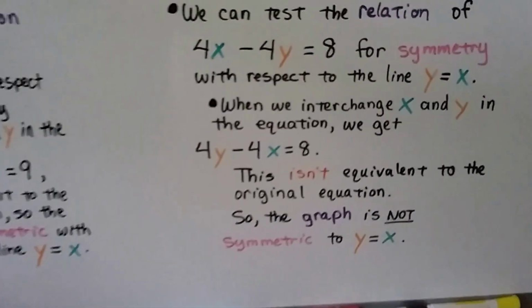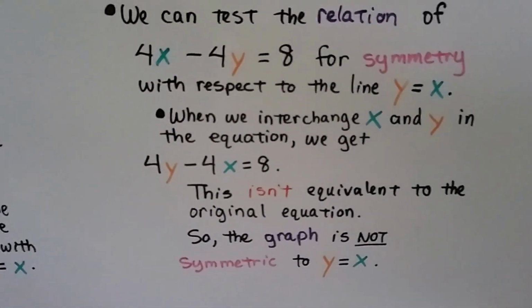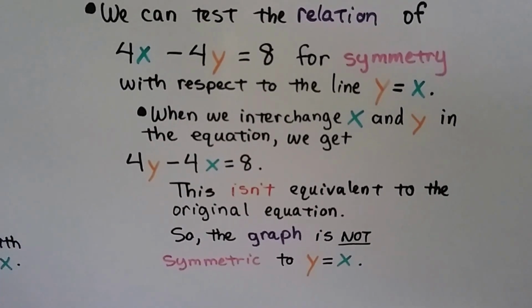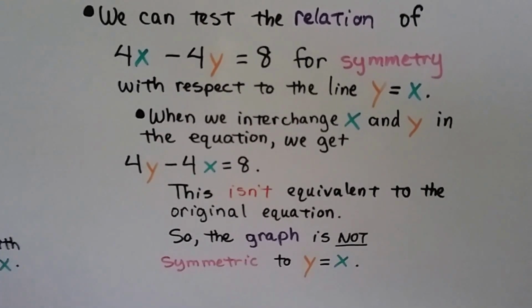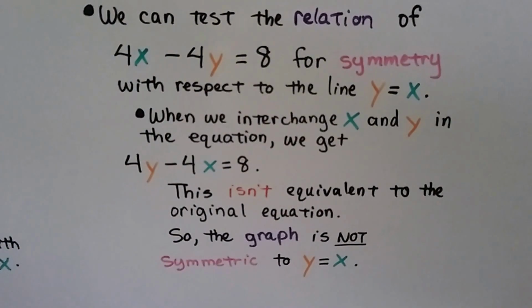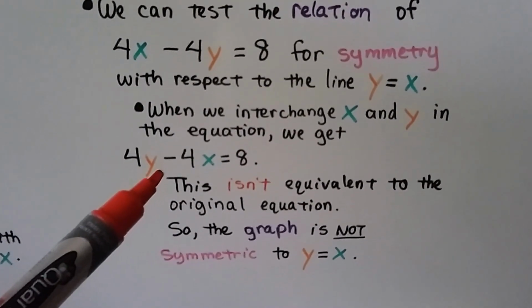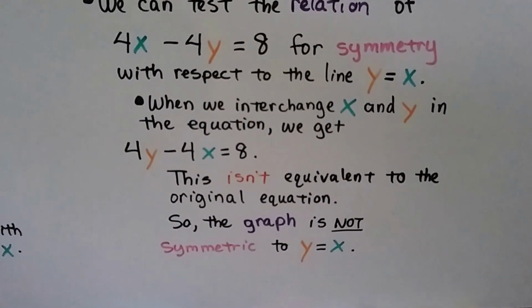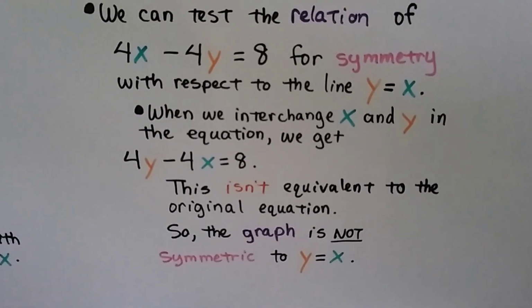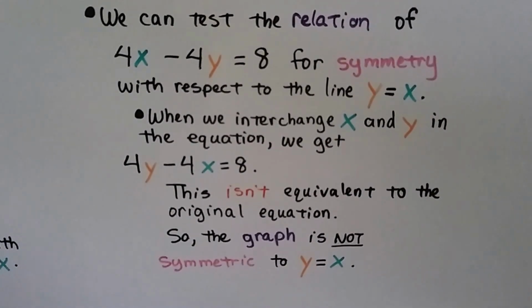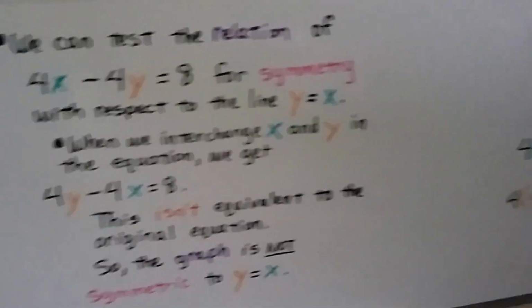And we can test the relation of 4x minus 4y equals 8 for symmetry with respect to the line y equals x. When we interchange x and y in the equation, we get 4y minus 4x equals 8. Well, this isn't equivalent to the original equation, so the graph is not symmetric to y equals x.